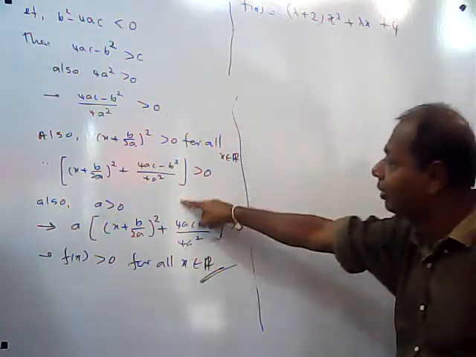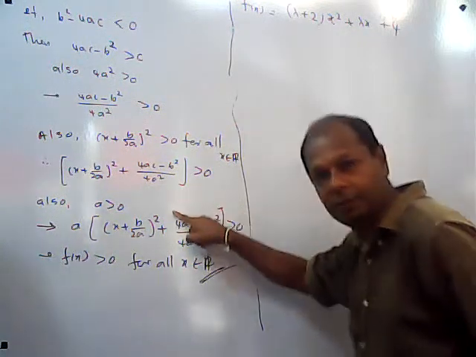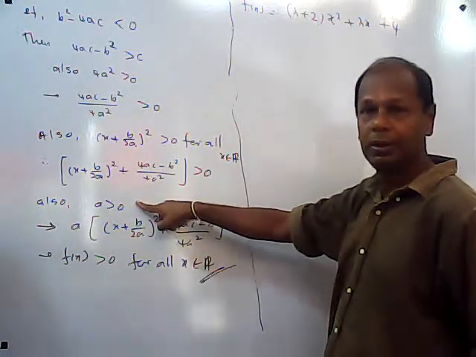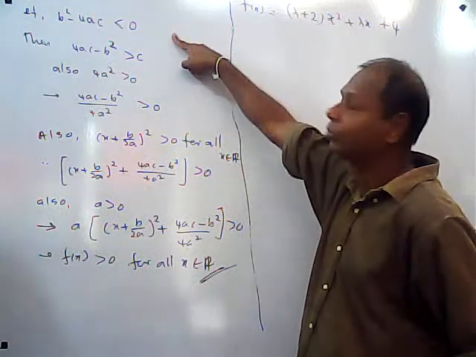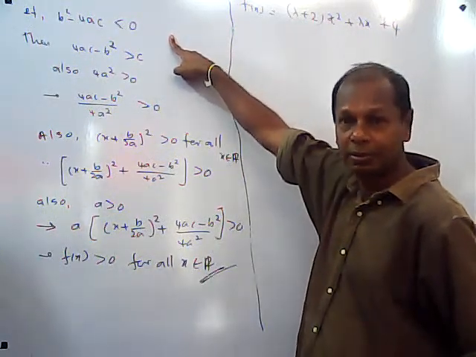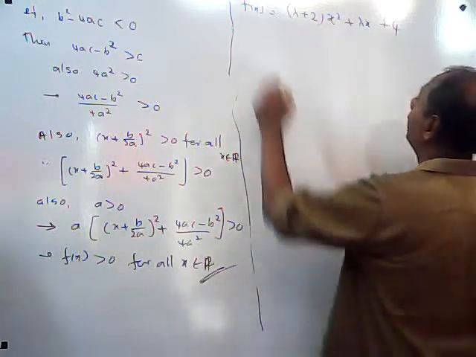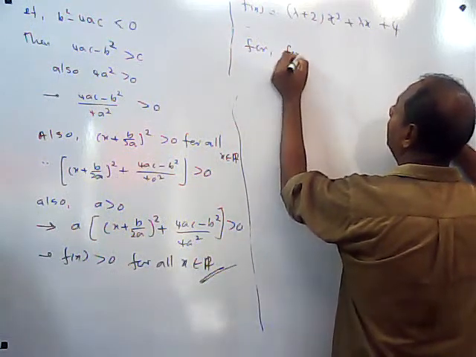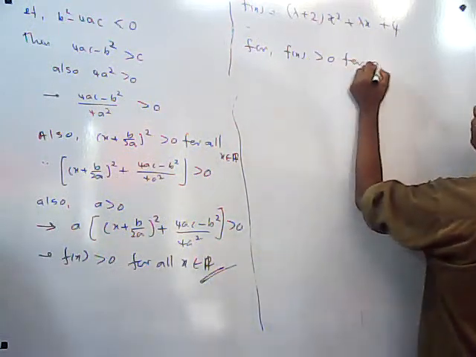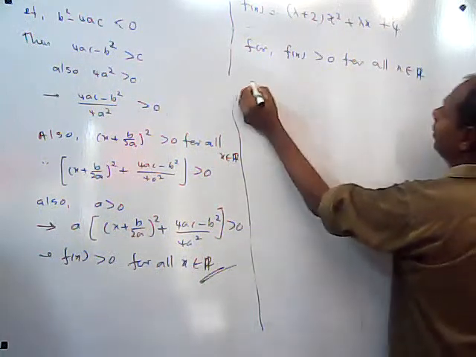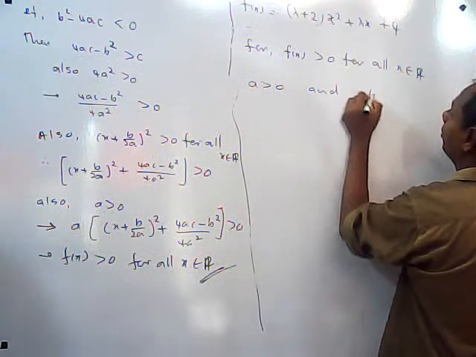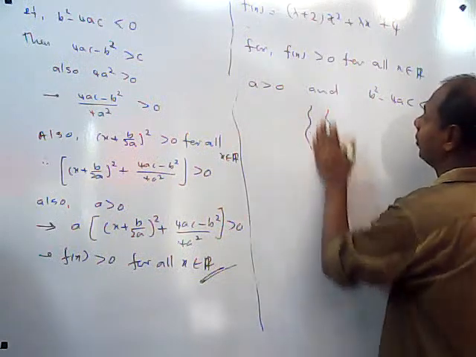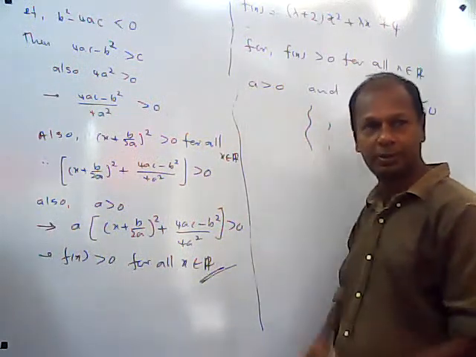As we have seen, for this to be always positive, a is greater than 0 and b squared minus 4ac is less than 0. These are the requirements for f(x) to be greater than 0 for all x. The requirement is a greater than 0 and b squared minus 4ac less than 0. You have to solve this and find lambda under these conditions.